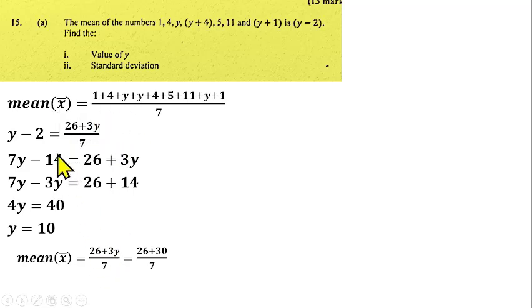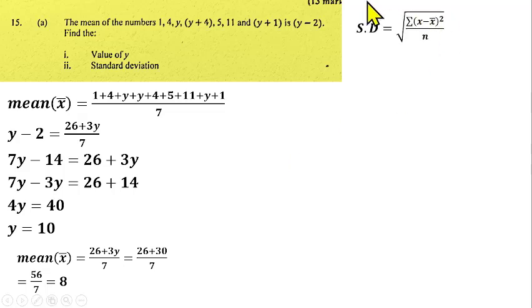We have our mean equals 26 plus 3y over 7, which is what you're having here. Or you can also use y minus 2, which is 10 minus 2, that gives us 8. Or if you simplify like this, you have 26 plus 3 times 10, which is 30, over 7. And that should give us 50 over 7, which is going to give us 8. So the mean of the data is 8, because we need the mean to find the standard deviation.